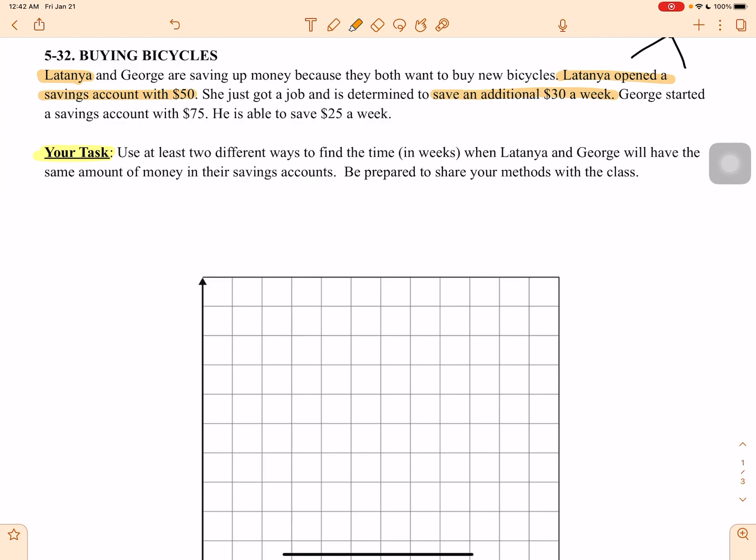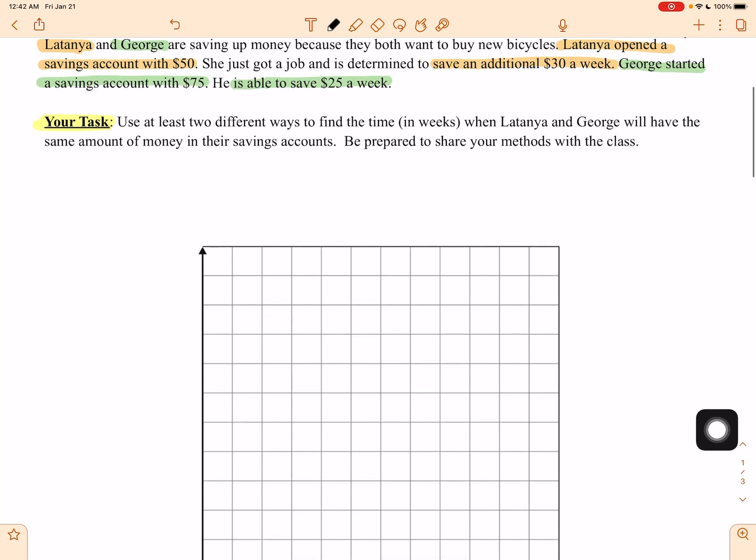Okay. Now George, let's make George green. George started a savings account with $75, so he had a little bit more to put away at first. He is able to save $25 a week. Okay, so what I would do is I would make a little table, first of all, okay? You can do this several different ways, but you could just rewrite that, or you can do like Latanya.